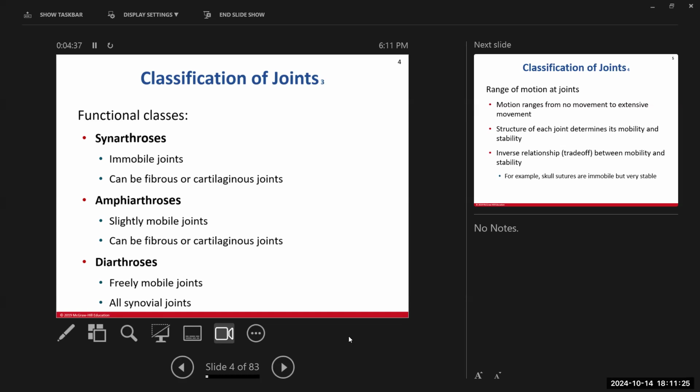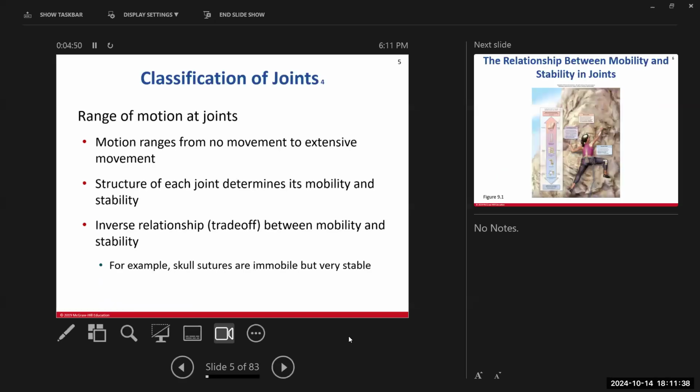One of the things when we deal with joints, and for those of you going into physical therapy or personal training or whatever, if you're dealing with the skeletal system, you're going to deal with some of these concepts up here. The last one is a very important concept, so I'll start with that one first. There is an inverse relationship between mobility and stability. That is a very important concept to understand.